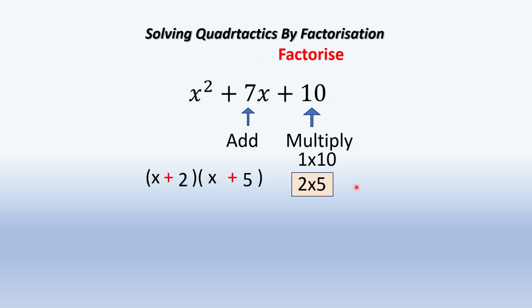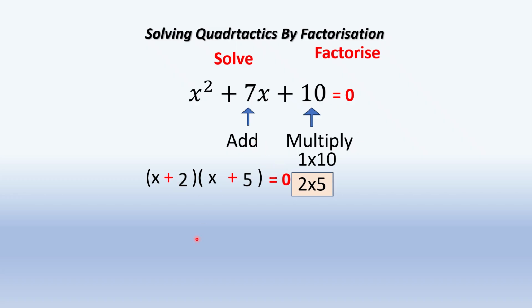Now, what if the question though said solve? If the question says solve, it's going to usually equal 0. Now, you will do the same thing. You will try to find two numbers, multiply to make 10 and add to make 7, and you will then write them in brackets like that. The only new thing is then you'll just have equal 0.